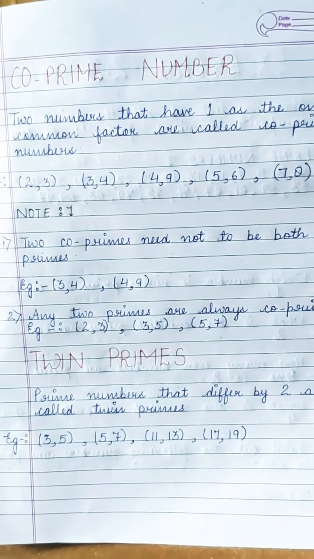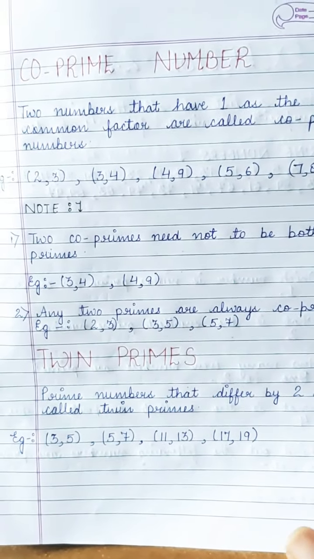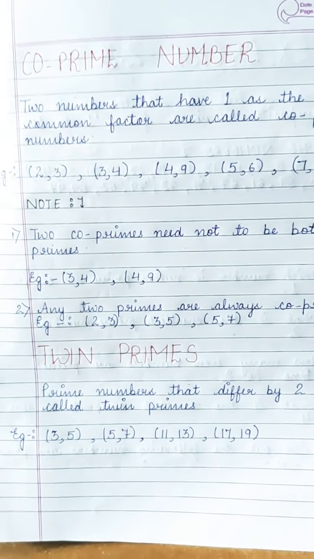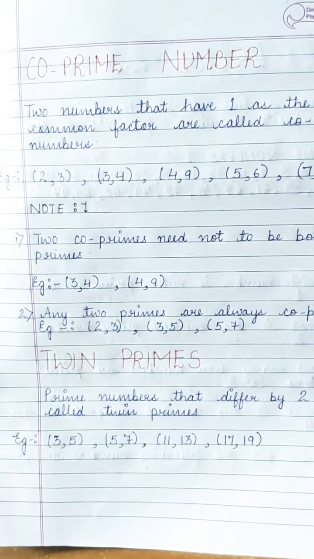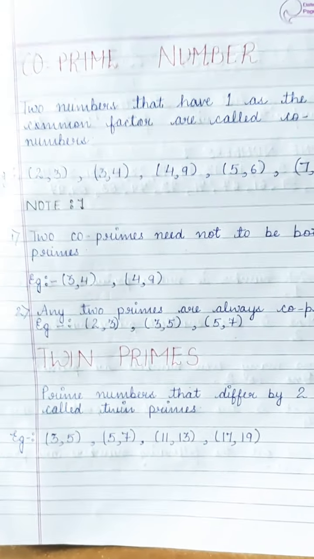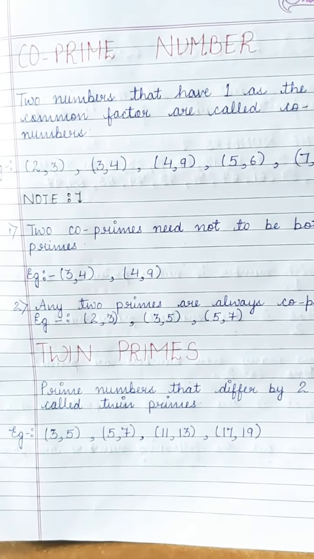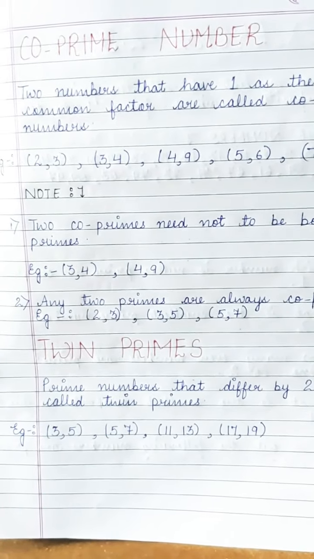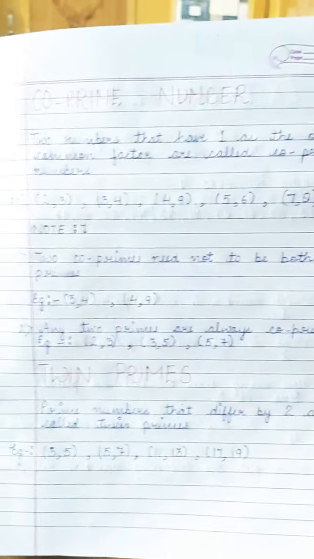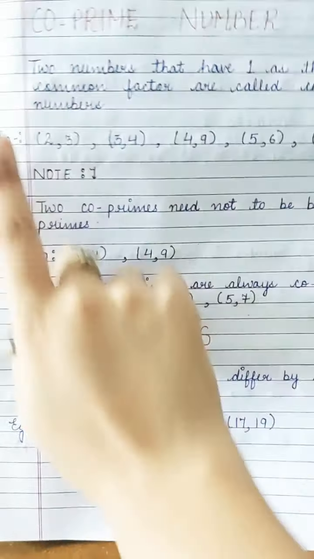Again, 3 and 4 also have only one common factor, that is 1. Only one common factor, 1, for 3 and 4. That is why they are co-prime. 4 and 9, again only one common factor, that is 1. Then they are co-prime. Now note very important properties which you need to know.